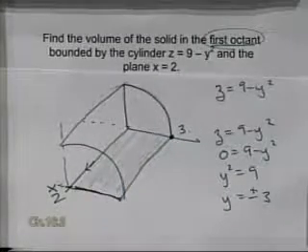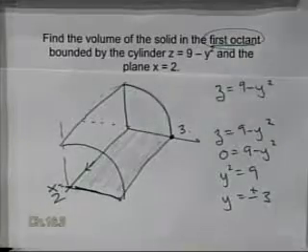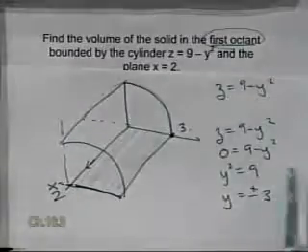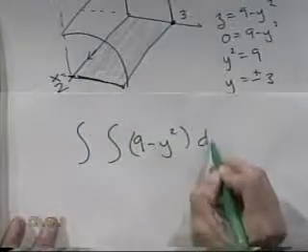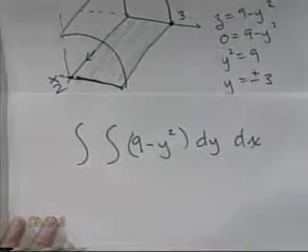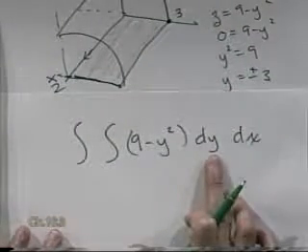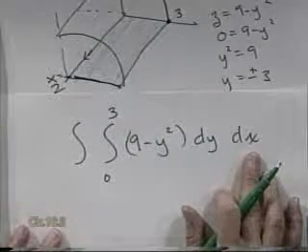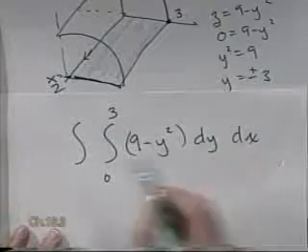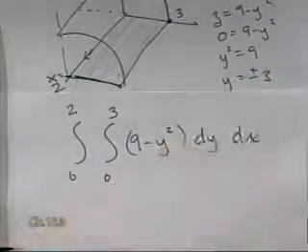And what's my roof? My roof is 9 minus y squared. So what's my integral going to be? My roof is 9 minus y squared. Do you want to integrate with respect to y first and then with respect to x? Let's do that one first. dy dx. What's y ranging from? 0 to 3. What's x ranging from? 0 to 2.